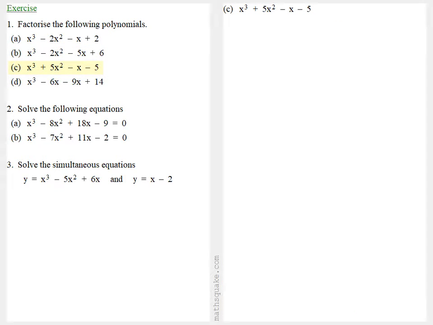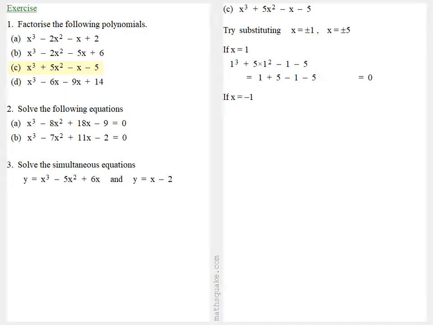In part C, we want to factorize x cubed plus 5x squared minus x minus 5. Since the last number is 5 and has factors 1 and 5, we should try substituting x is plus or minus 1 and x is plus or minus 5. So if x is equal to 1, we have 1 cubed plus 5 times 1 squared minus 1 minus 5, which is 1 plus 5 minus 1 minus 5, which is 0.